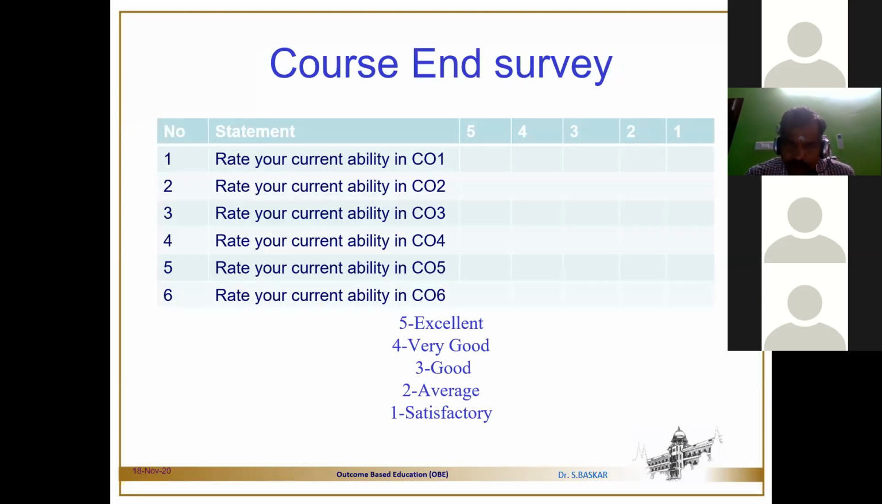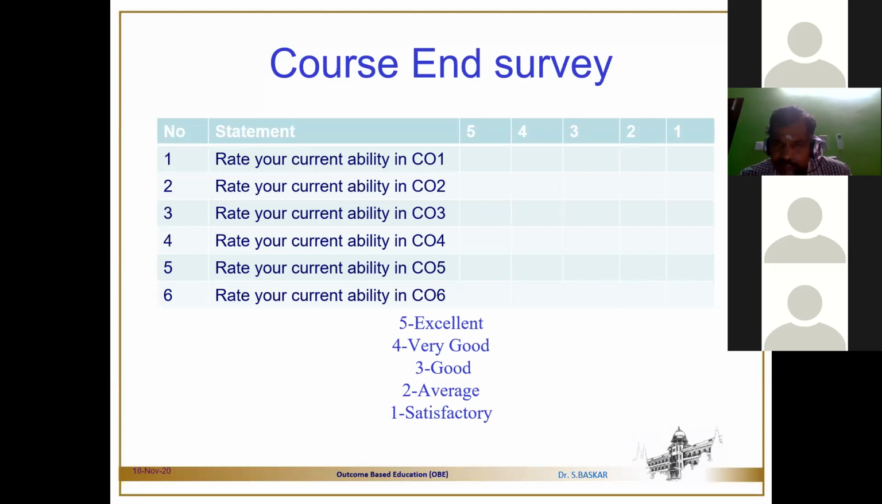Therefore, if you count the number of students whose opinion is 3 and above, how many students gave their opinion 3 and above? Can you count it? The answer is 5, because 2 students gave 3 and the remaining 3 students gave 4. Therefore, all the students' opinions are 3 and above. Therefore, 100% attainment for that particular CO1 in the indirect way.